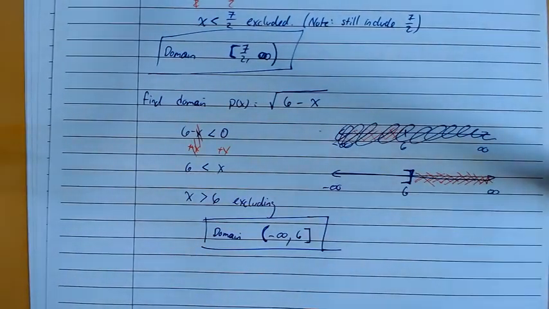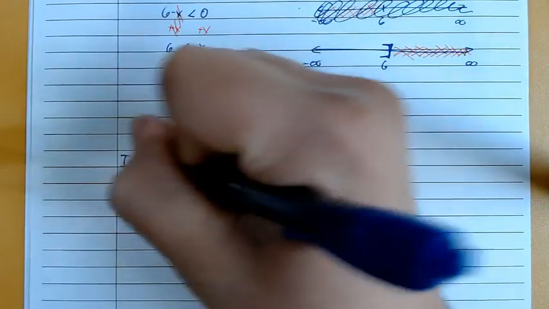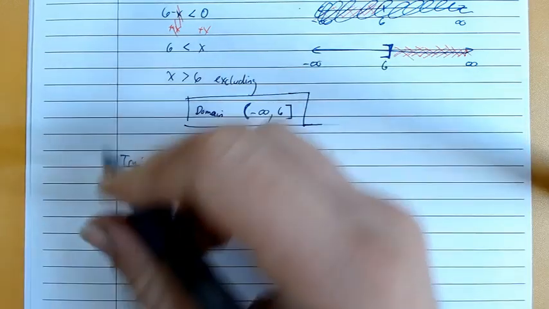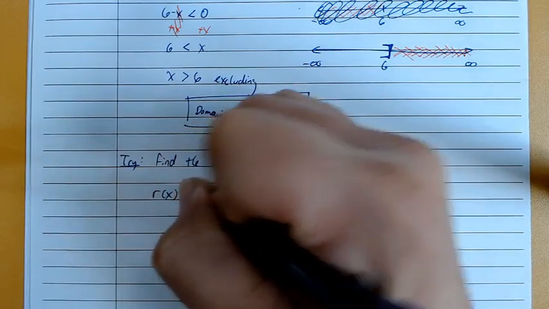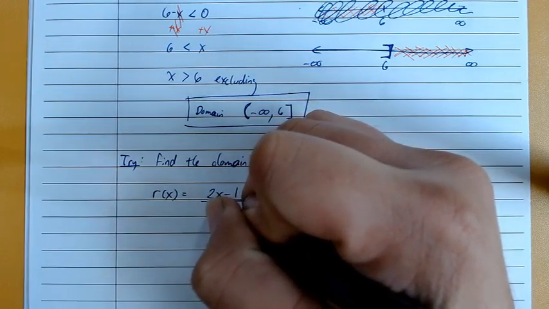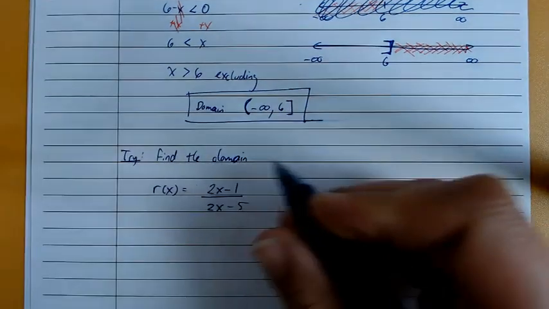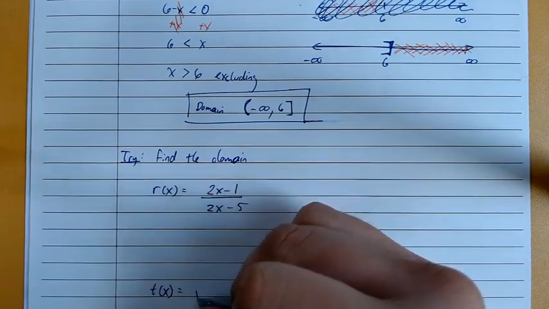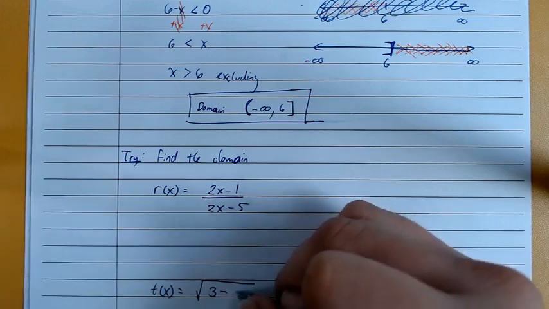Just like that. So, to wrap this up, go ahead and give this a try. Find the domains. Let's give you two functions. Let's say r of x is equal to (2x minus 1) over (2x minus 5). Go ahead and find the domain of that. And then let's say t of x is equal to the square root of 3 minus 2x. Give those both a try.